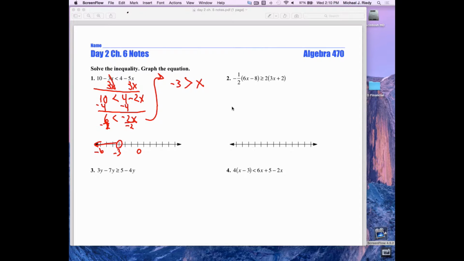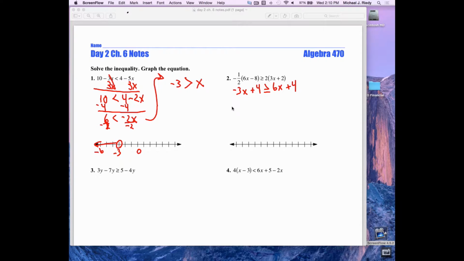Okay. Beautiful. What do I need to do first in number 2? Distribute. Negative 1/2 times 6x is negative 3x. Negative 1/2 times negative 8 plus 4. Greater than or equal to 2 times 3x, 6x. 2 times 2, 4.